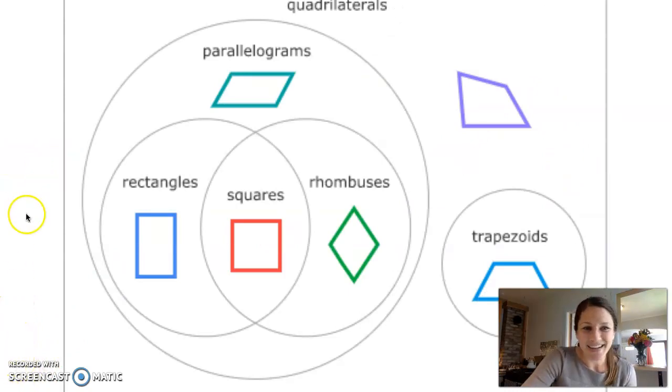So we aren't going to get into this too much today. I just wanted to put it up to show you because it's a little interesting that a rhombus, for example, is also a parallelogram because it has 2 pairs of parallel sides. And it's also a quadrilateral because it's a shape with 4 sides. But most specifically, it's a rhombus because it's a parallelogram with 4 sides that are the same.